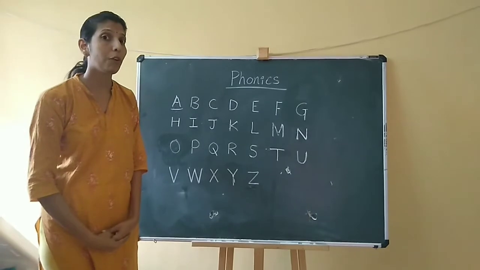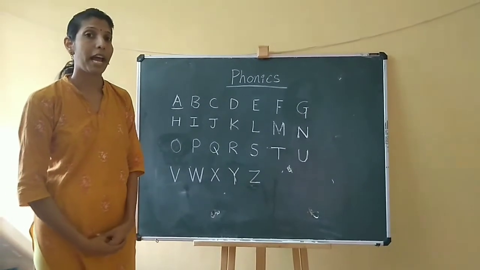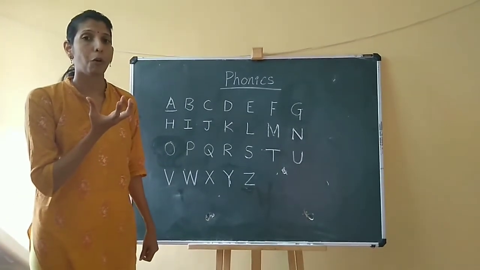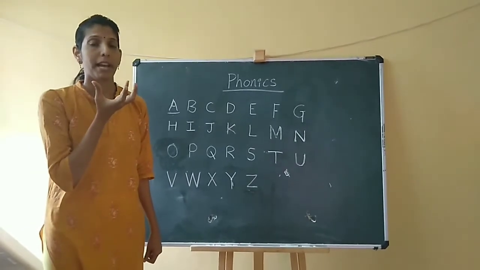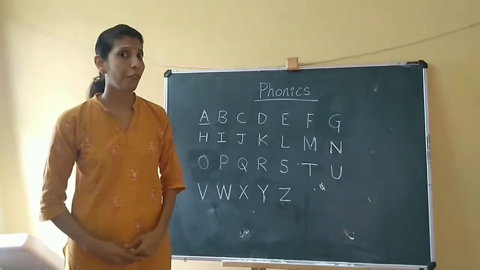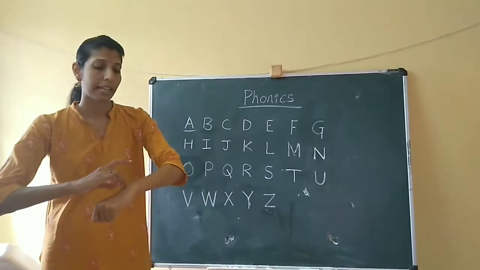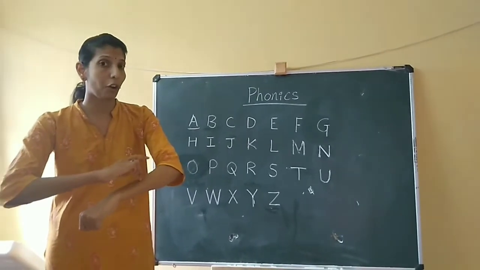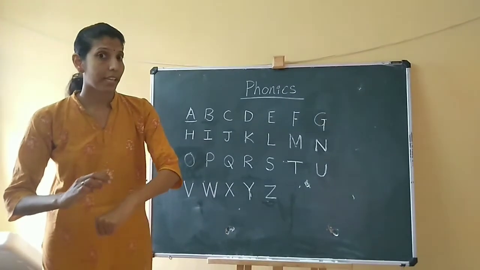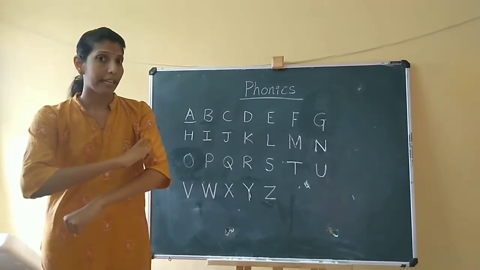How will you open your mouth to say A? Having an apple. To have an apple, we open our mouth in this way. A. Okay? And the action of A is like this, as if the ant is crawling on your hand. Okay, kids? What is the action of A? As if the ant is moving on your hand.